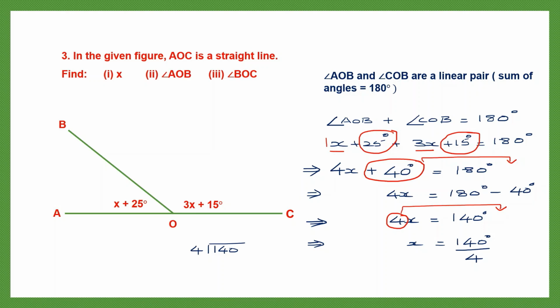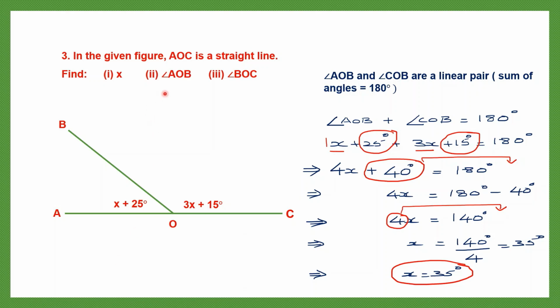Let's take 14. 4 3s are 12, minus 2, 0, 20. 4 5s are 20, minus 0. So we have 35. So x is equal to 35 degrees. So we have found the value of x. X is 35 degrees. So this is our first answer. X is equal to 35 degrees.